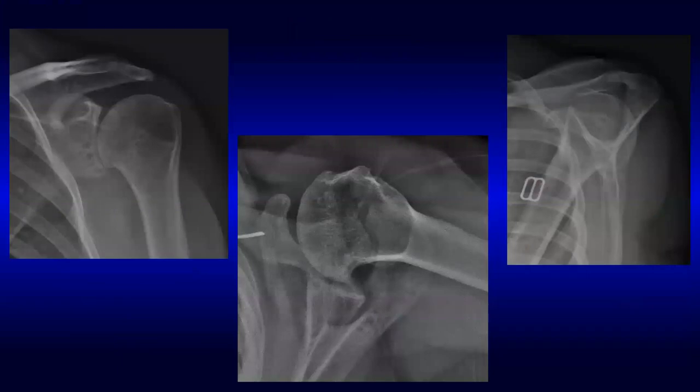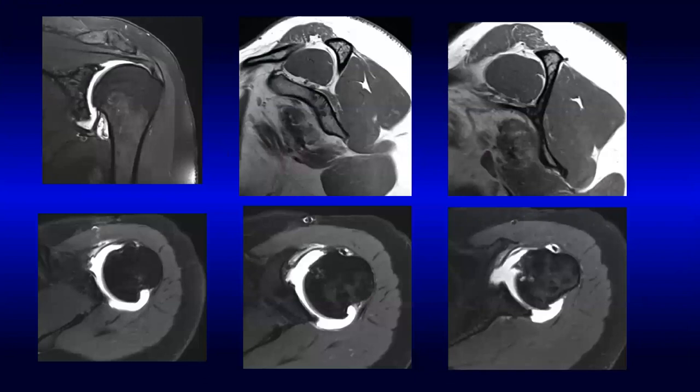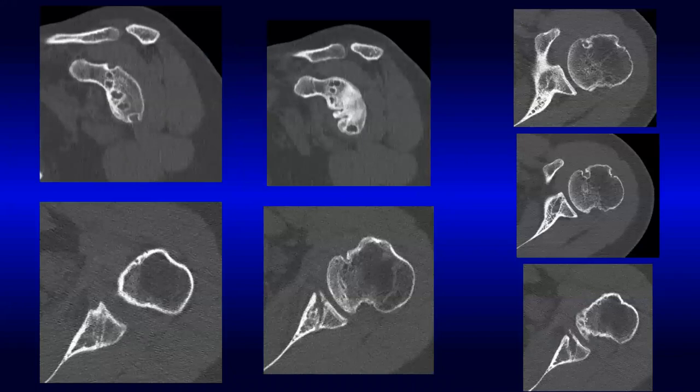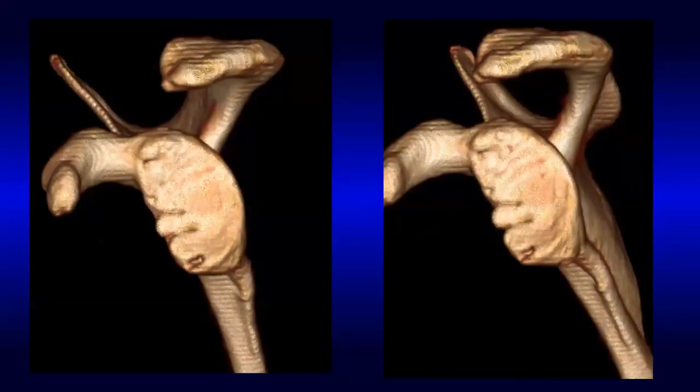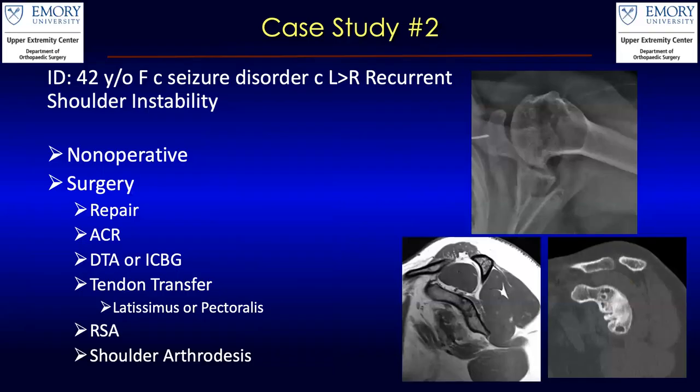Plain films, you get the idea that she's had a prior bone block there. There's maybe just a tiny bit of arthritis, questionably. The MRI shows great supra and infra, and a pretty rough looking subscap there. A lot of excessive capsule. Screw tracks, with the idea that there are a lot of anterior window defects as well as tracks. A lot going on there.